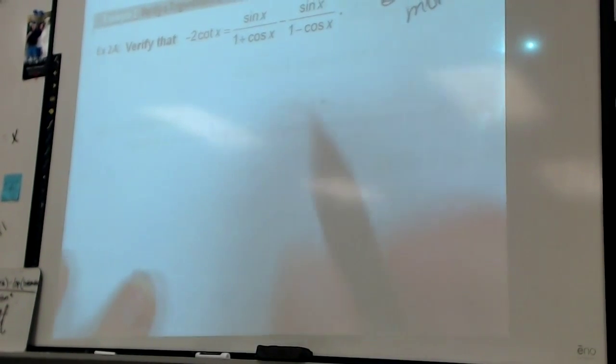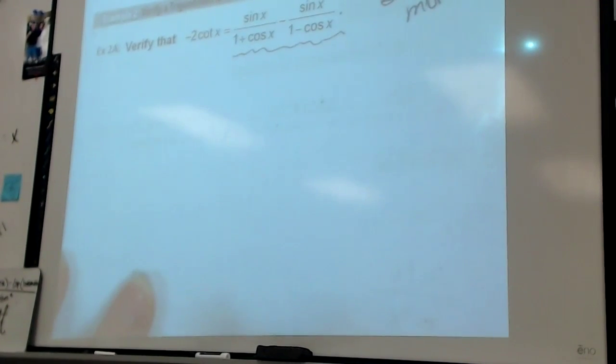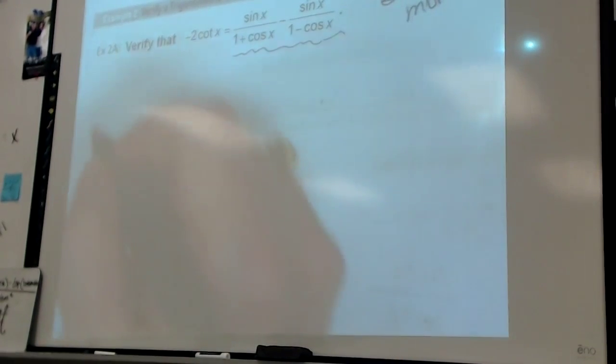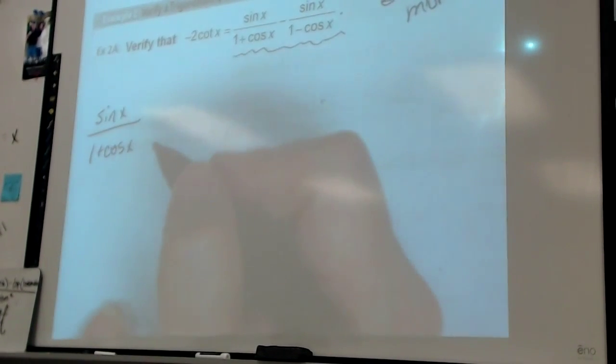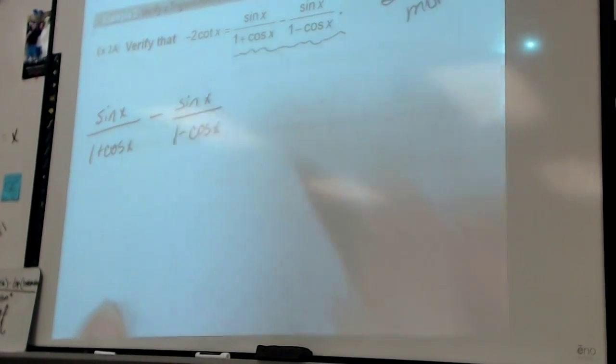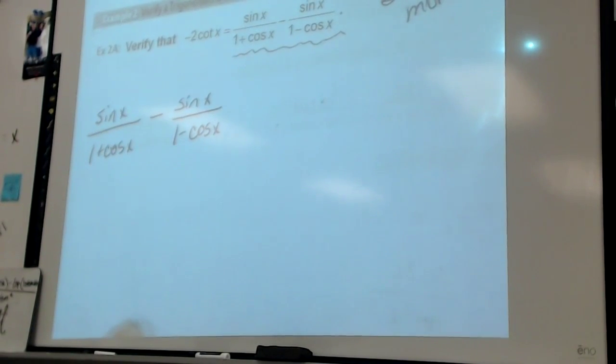All right, so we're going to take this side and try to work it till we get negative 2 cotangent x. So we have sine x over 1 plus cosine x minus sine x over 1 minus cosine x. So we want to take that and try to simplify it till we get negative 2 cotangent x. Now this one's going to be pretty long, the way I did it.